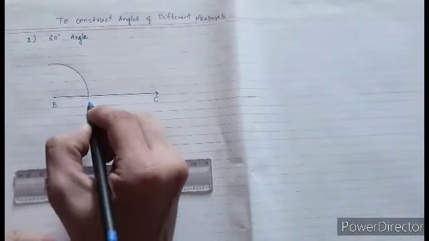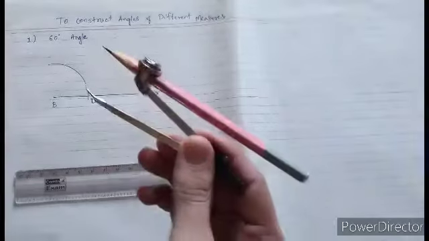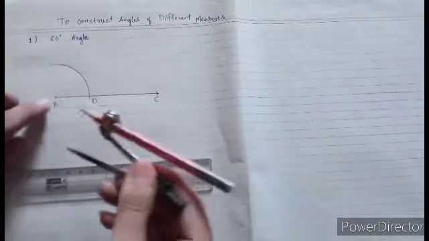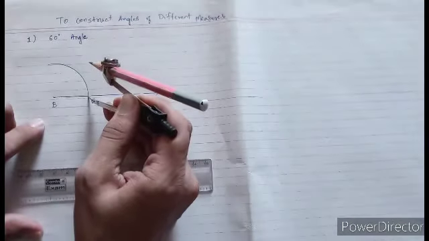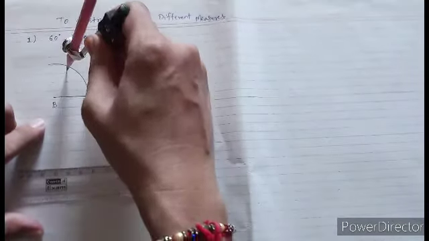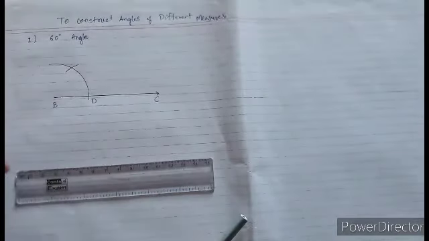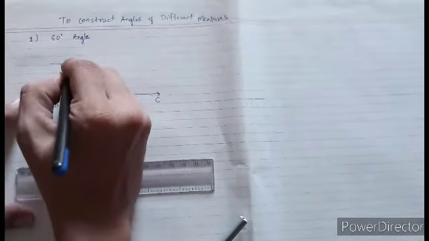This point of intersection, suppose we call it point D. Now from this point D, with the same radius which we had kept, BD, taking D as center, and with the same radius make another arc which intersects the previous arc at a point. Let us name it point A.